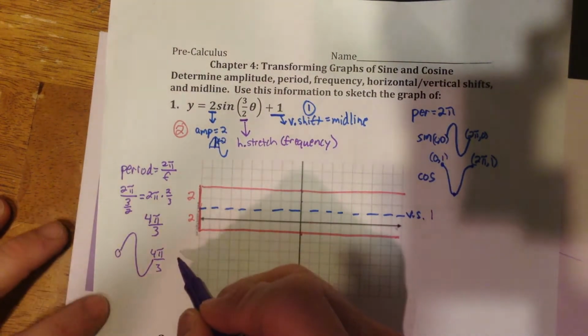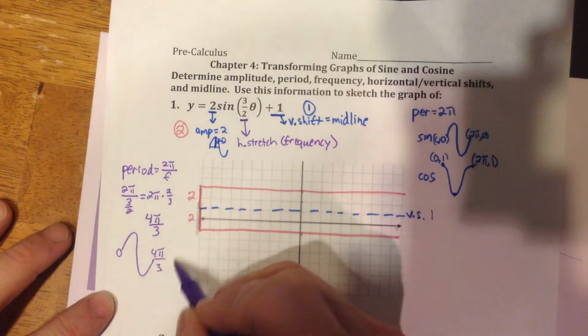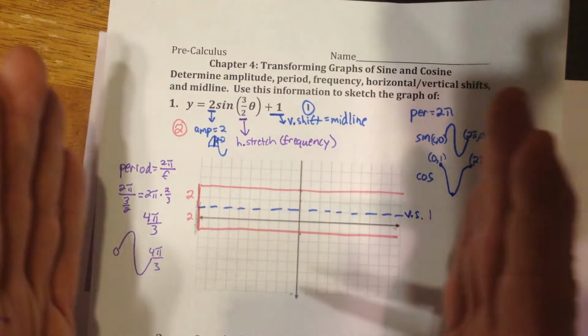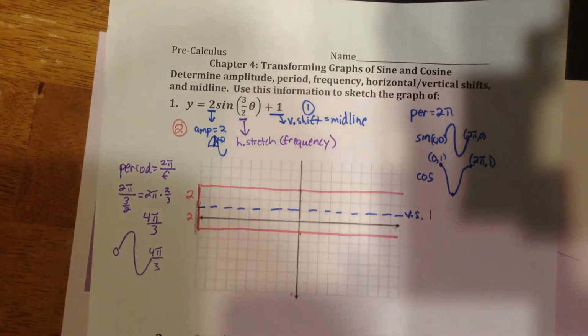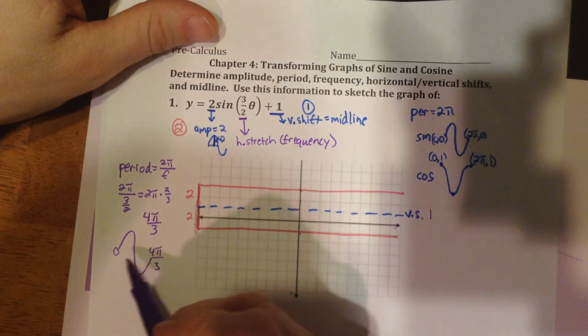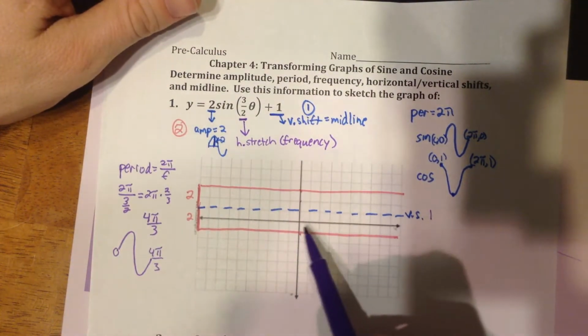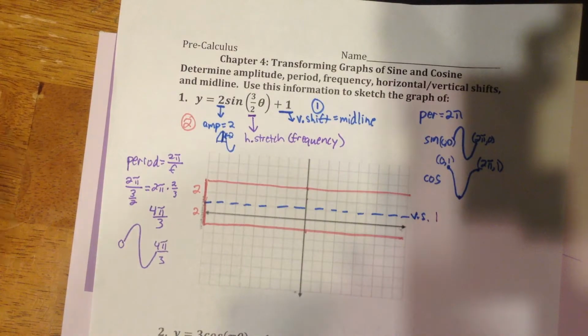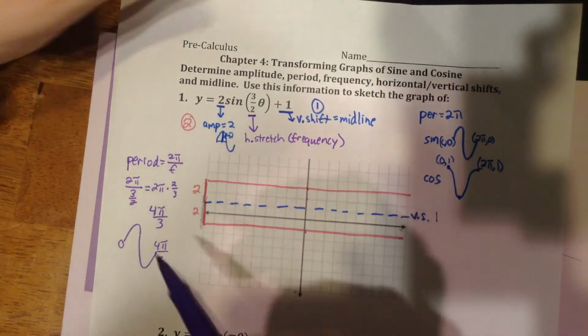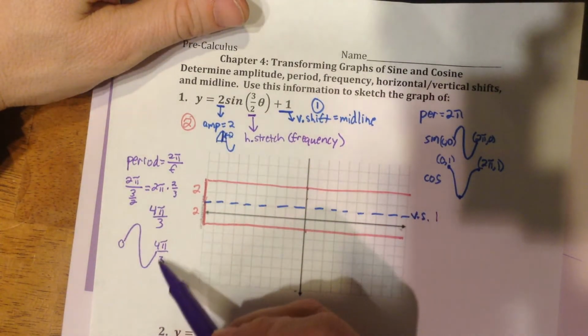And 2 pi, just for reference, is out here somewhere. So we're actually compressing this wave horizontally. So this is what we need to make happen. Now the good news for us is I have not given you any numbers to count by, so your best bet is to probably just pick an interval like pi over 3.